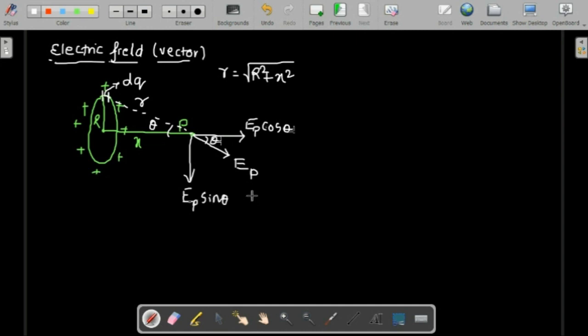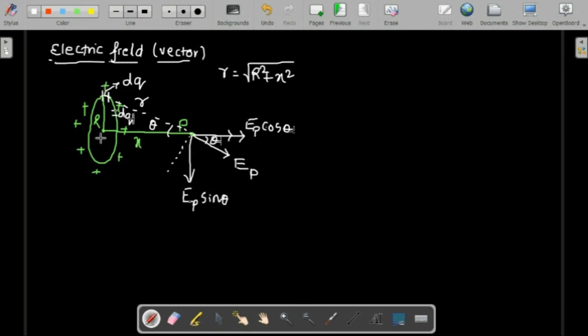These are my components. Now you see, this is only for this dq. I can consider another dq here. In a three-dimensional picture, again it lies along the axis. I'll again get a cos theta component in the same direction, but the sine theta component will change its angle. It might be in this direction, okay, because it's a 3D picture.